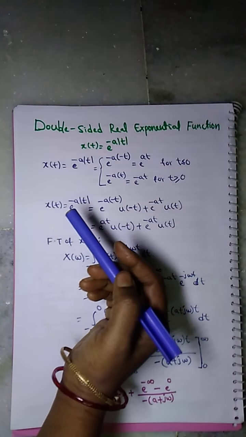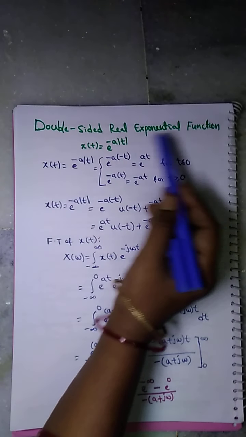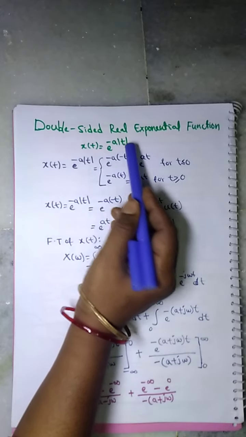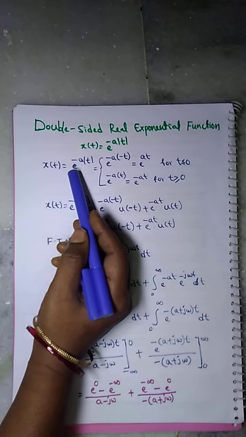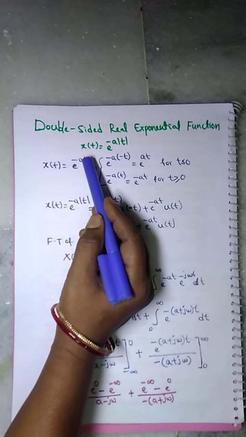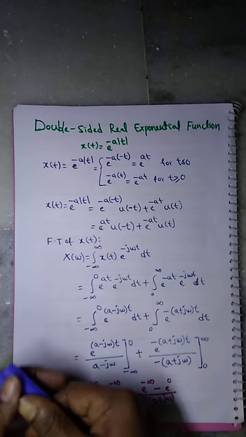Here we find the Fourier transform of the double-sided real exponential function x(t) = e^(-a|t|). So x(t) is given as e^(-a|t|). Since it is |t|, it will be taking two values here.